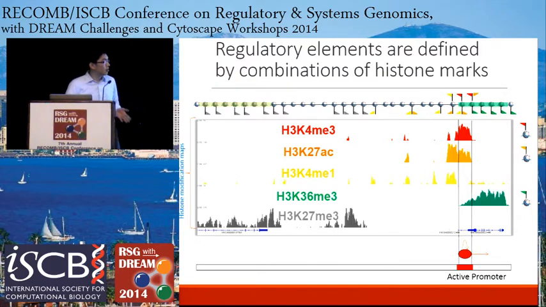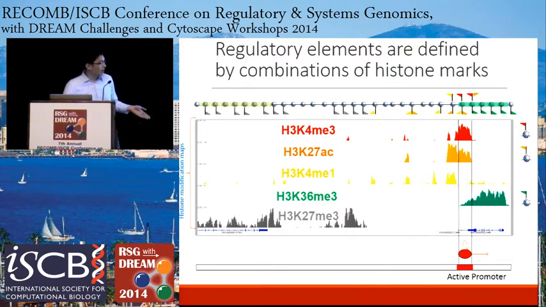Here, I'm showing you a region which contains an active gene and a repressed gene. The active gene is on the right side of the figure, and the repressed gene is on the left side of the figure. If we look at the combination of histone marks near the promoter of the active gene, we see that it has high levels of the trimethyl mark at lysine 4 and the acetyl mark at lysine 27. And this combination of histone marks is associated with active promoters.